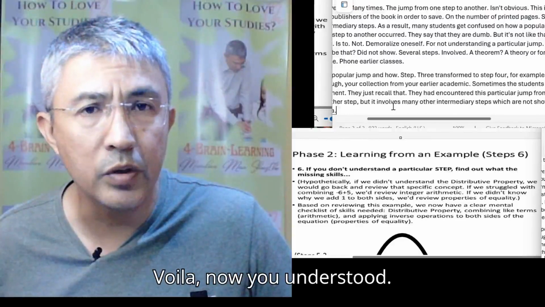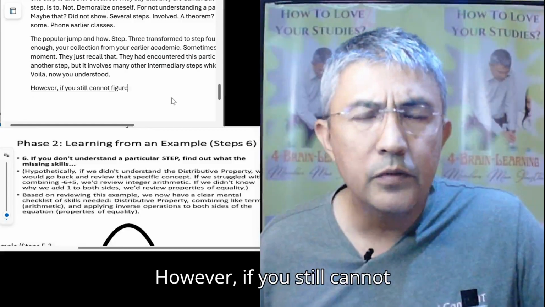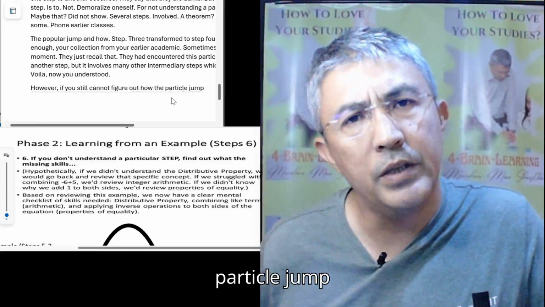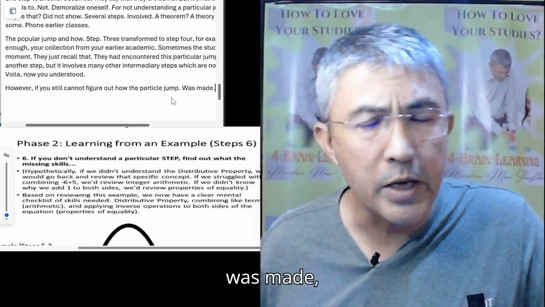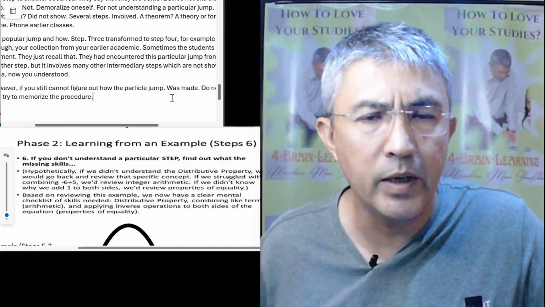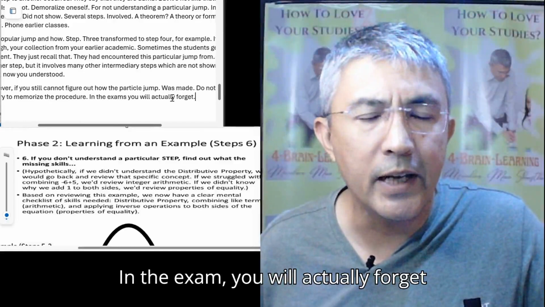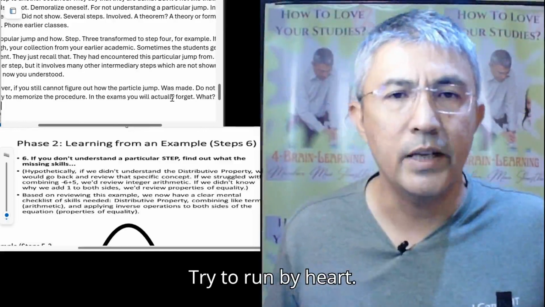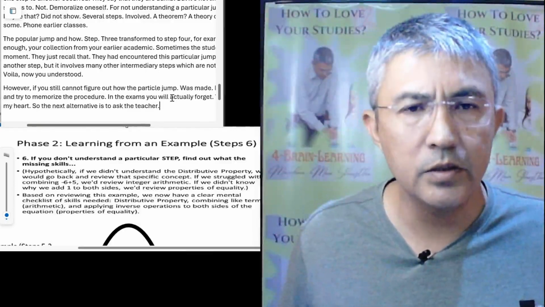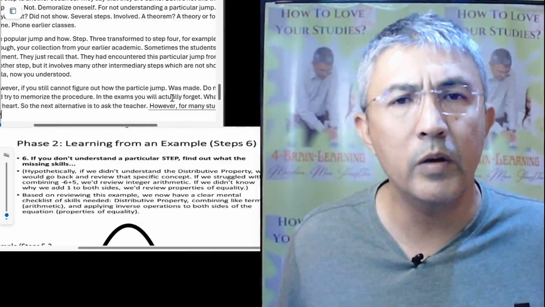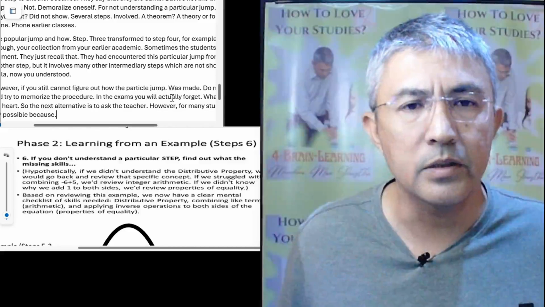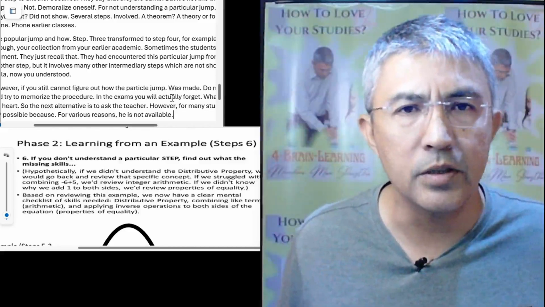Voila, now you understood. However, if you still cannot figure out how the particular jump was made, do not let it pass and try to memorize. In the exams, you will actually forget what you tried to learn by heart. So the next alternative is to ask the teacher. However, for many students, this is not possible because for various reasons, he is not available.